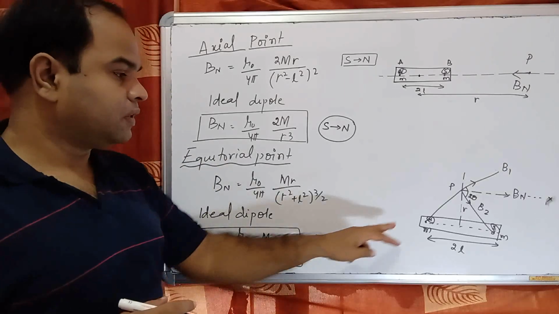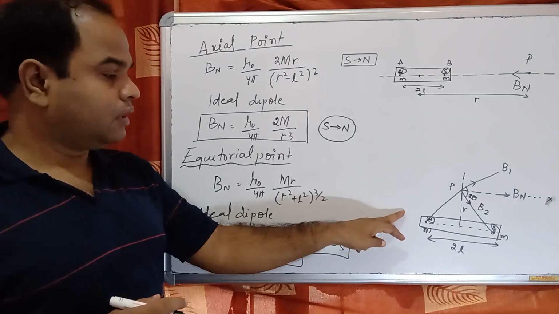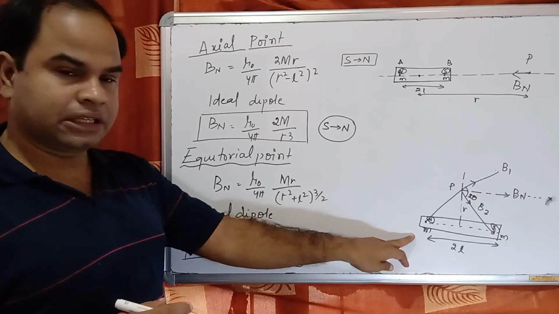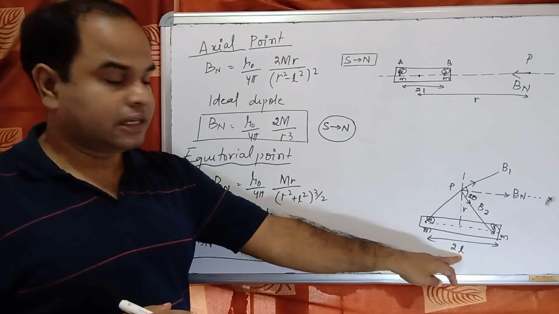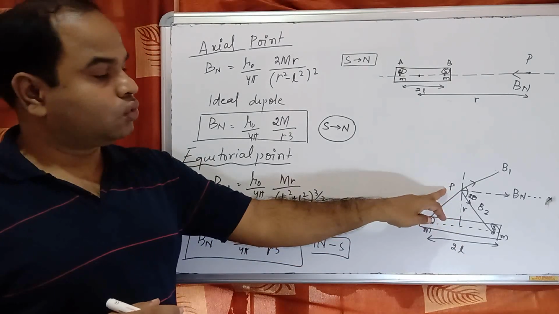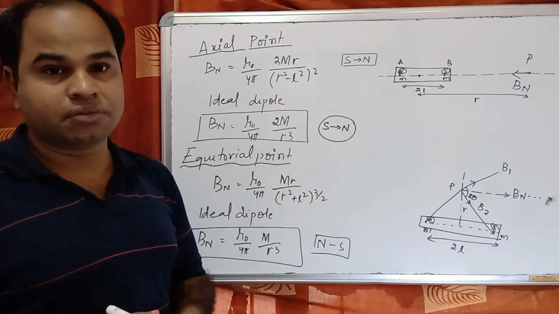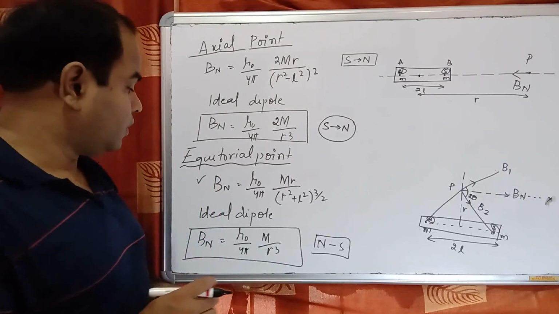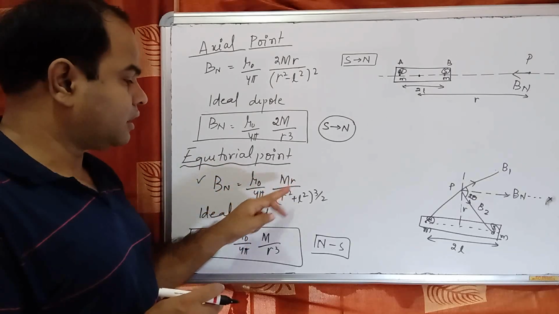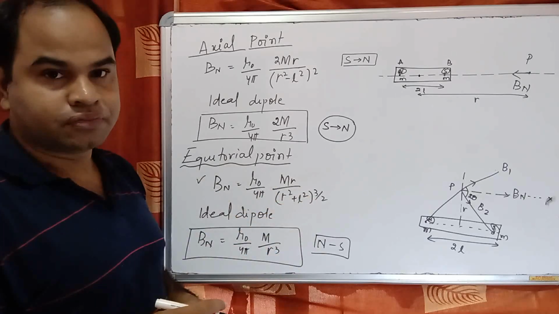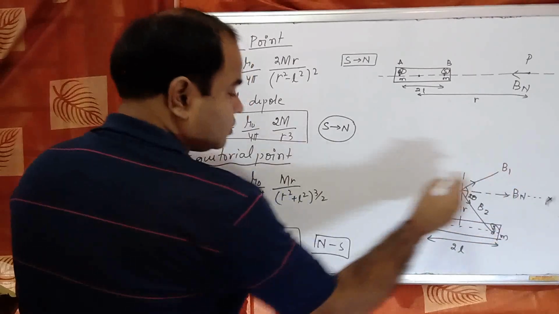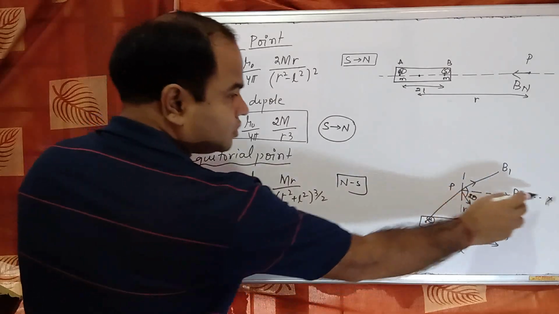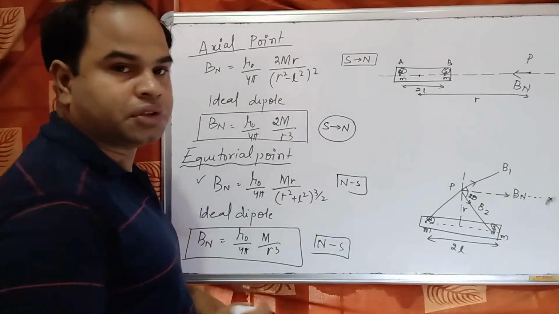Next we derived the second long question, magnetic field due to a bar magnet at any equatorial point. We have taken a bar magnet, this was the equatorial line and P is the equatorial point, which is r distance from the center of the bar magnet. In that case the net magnetic field we found was B net equal to mu naught by 4 pi, m divided by (r square plus l square) to the power 3 by 2, and the direction was from north to south.